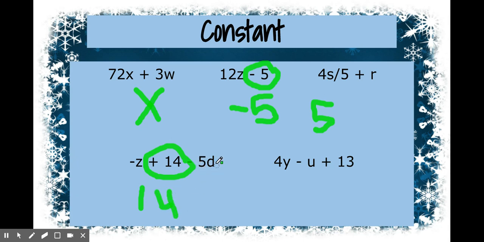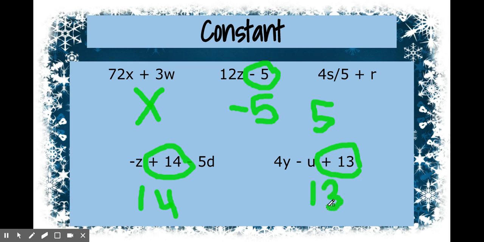Here I have a negative 5, but it's being multiplied by the d, so this is not a constant. Move on to my next one, 4y. That's being multiplied by y, so that is not a constant. I have a variable, this is not a constant. And then I have a 13, which is being multiplied by nothing. So I know my constant is a positive 13.